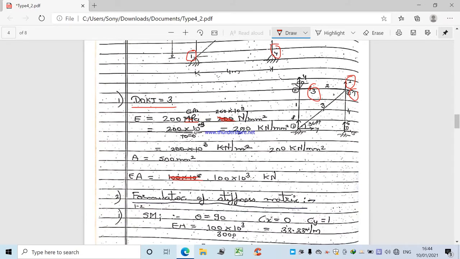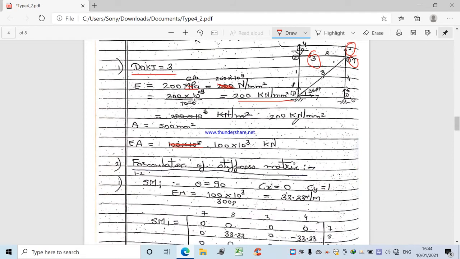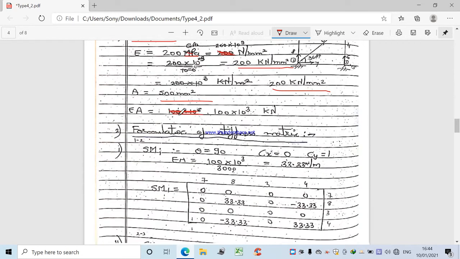E is given as 200 kilonewton per mm square, and area is given as 500 mm square. So we can directly multiply EA, and you will get 100 into 10 to power 3 kilonewton. Then the first step is the formulation of the stiffness matrix.